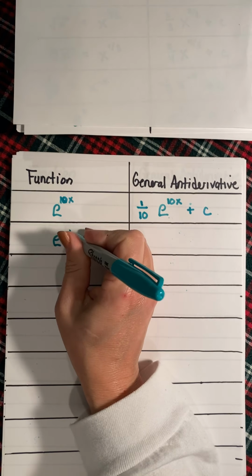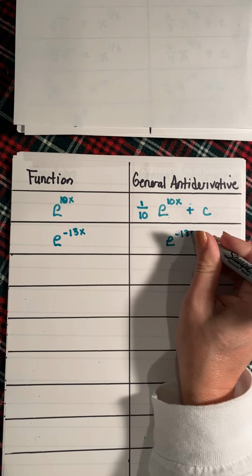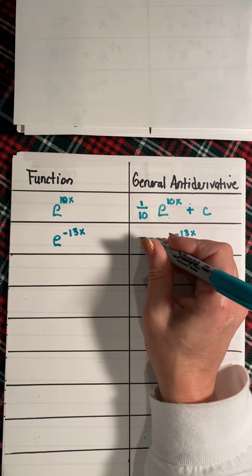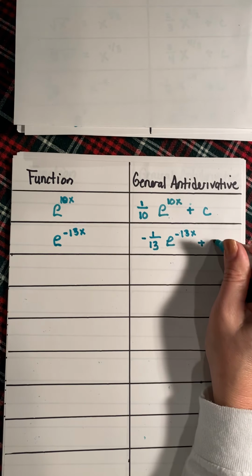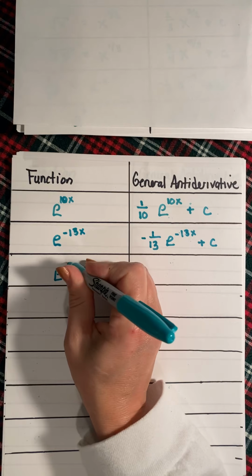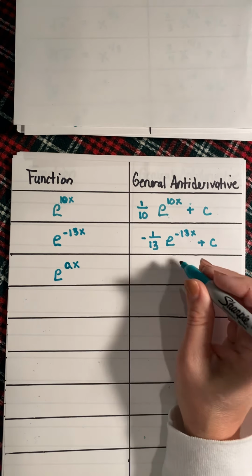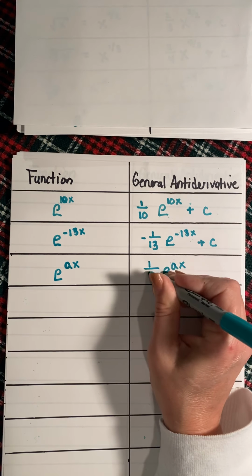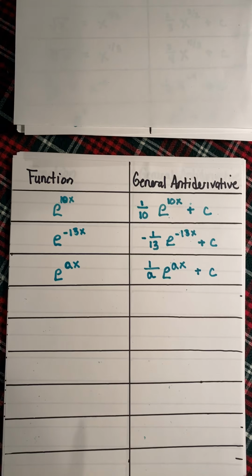So e to the negative 13x, the antiderivative would be itself. But then we just have to imagine if we take the derivative of this, we're going to have a negative 13 out front. So we have to counteract that with the negative 1/13 plus c. So in general, if we have e to a constant times x, the antiderivative is going to be itself times the reciprocal of the coefficient plus an arbitrary constant.